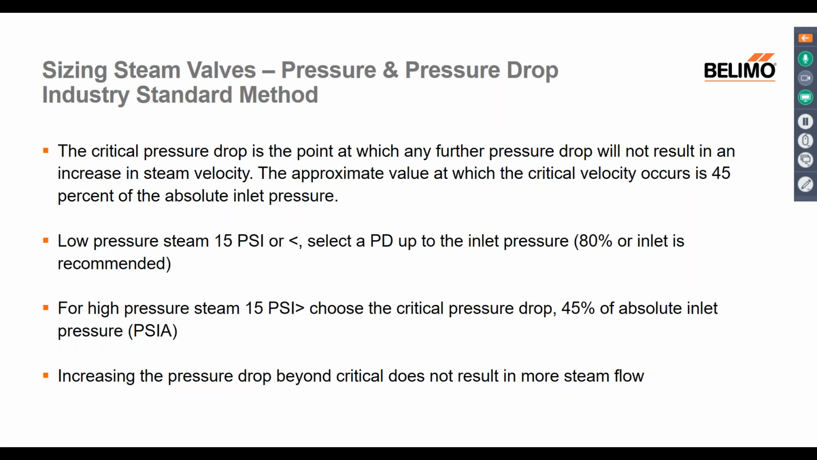And making the valve larger, oversized steam valves, is one of the biggest issues that we run into in the industry. Basically we have to keep in mind most equipment is oversized to begin with. And the 80% rule has worked very well. And I'm talking more about the 80% rule because in our HVAC industry, we generally live below 15 psi.